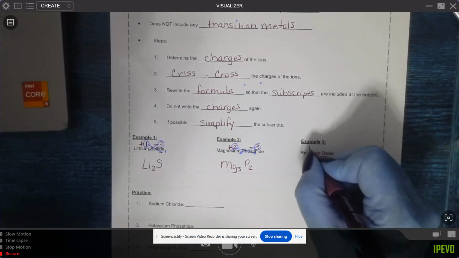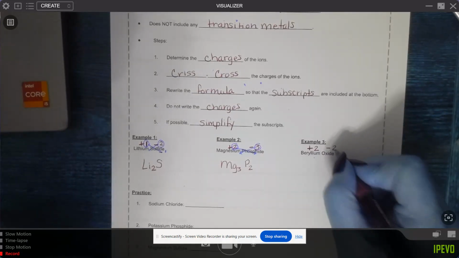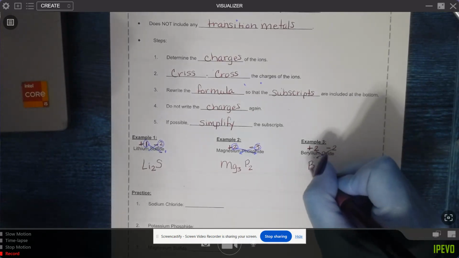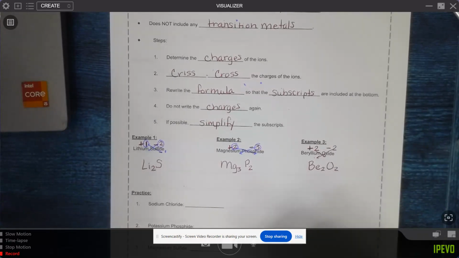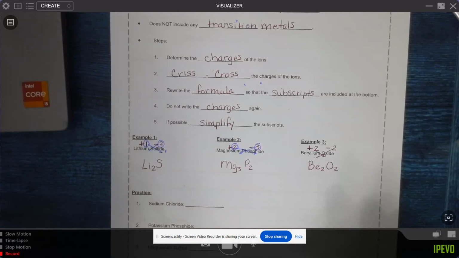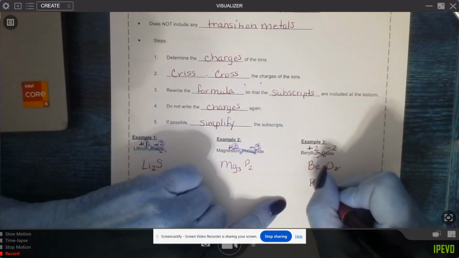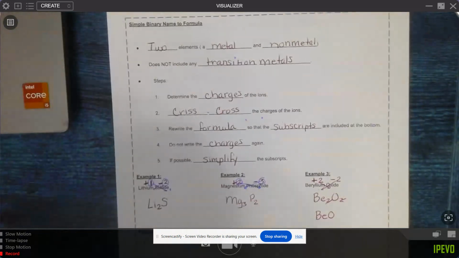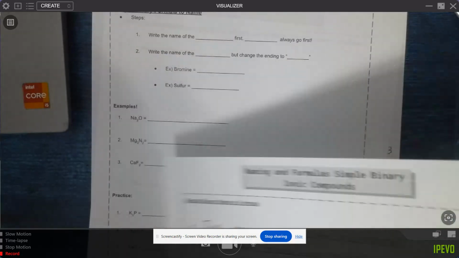One more, beryllium. Beryllium is in group 2, so it forms a +2 ion. Oxide forms a -2. If we crisscross, we get Be2O2. This is one of those cases where we have to simplify. Both of these can be divided by 2. The 2's cancel out. We just end up with BeO. Pretty straightforward. I'm going to leave those practice for you.